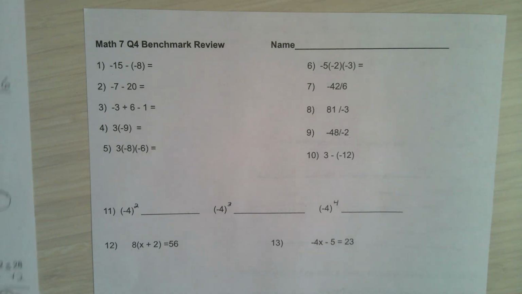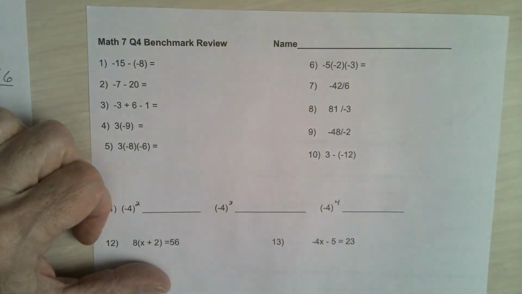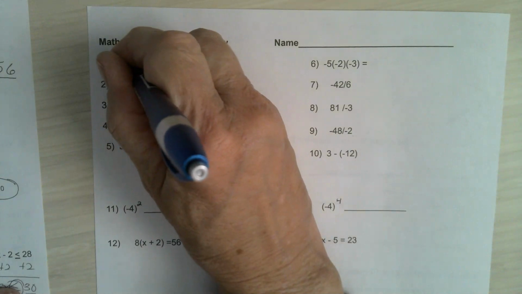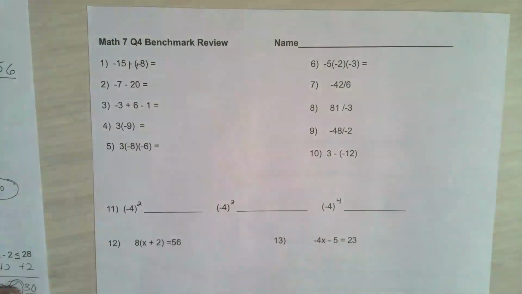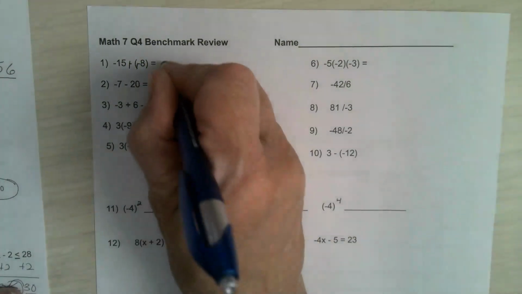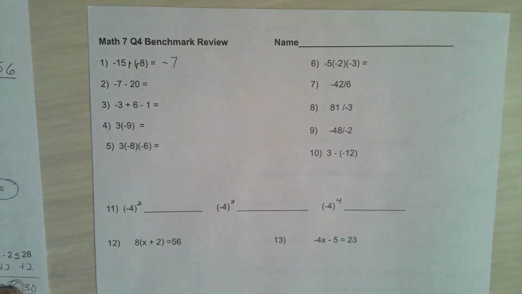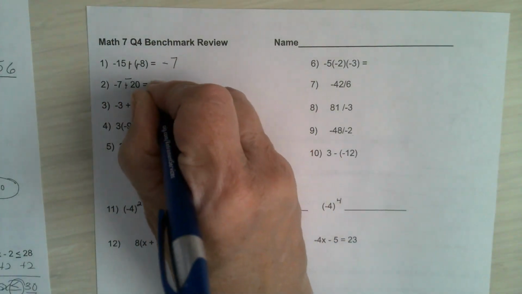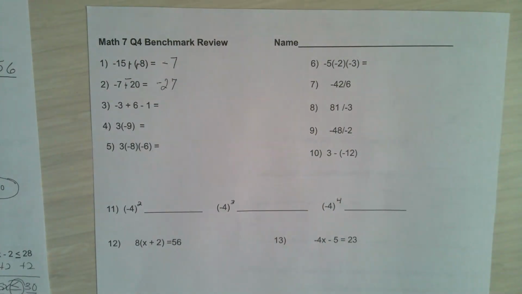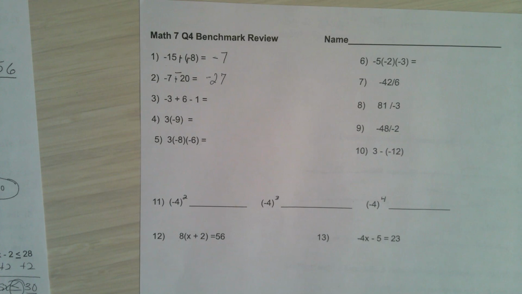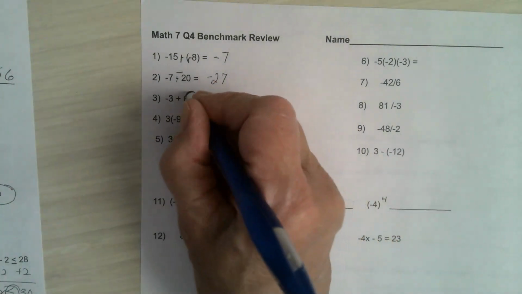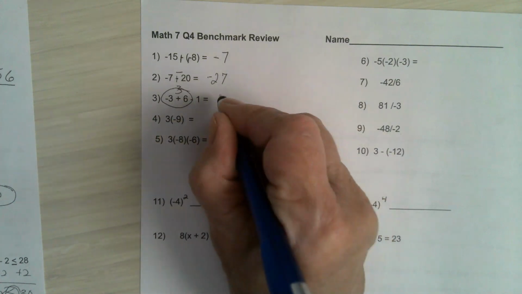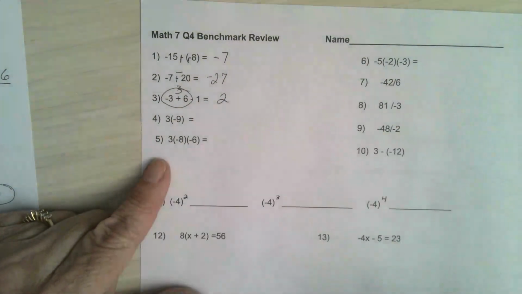All right, in problem number 1, you're subtracting integers, and when you subtract, you add the opposite. Negative 15 plus 8 is negative 7. In problem number 2, you're going to add the opposite. You'll have negative 7 plus negative 20, and that will equal negative 27. In problem number 3, negative 3 plus 6 will give you 3. And 3 minus 1 is the answer, 2.